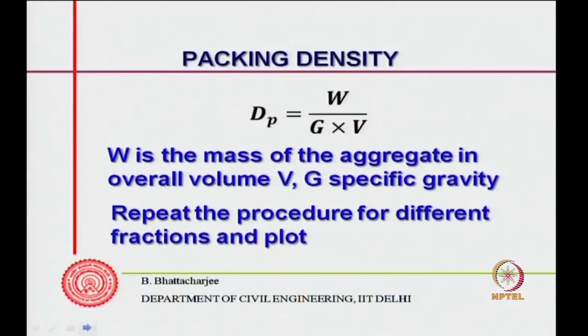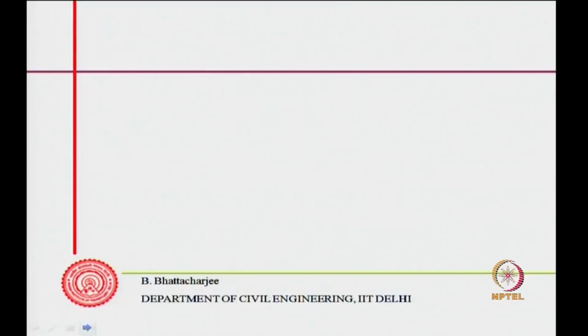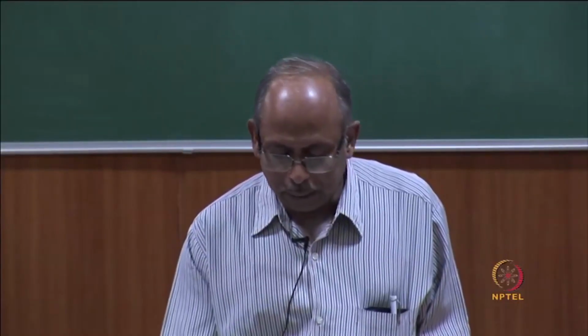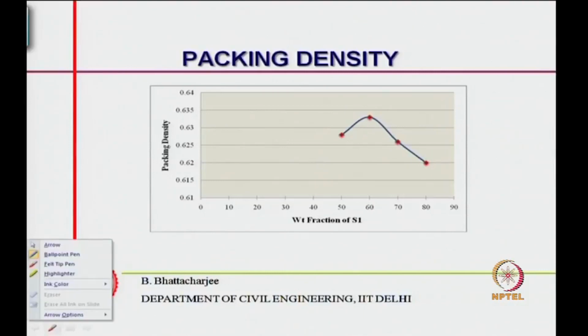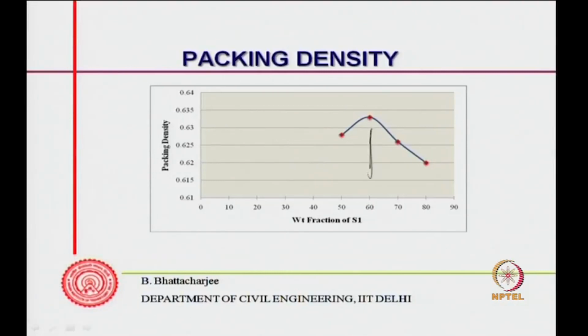Repeat this procedure for different fractions and plot, and such a plot would typically look like this. For example, here we have the weight fraction of S1, a particular fine aggregate, let us say sand it was, and S2 is the other one. As the weight fraction of S1 increases, the packing density we measured and calculated as I just mentioned, and you find it is maximum at this point. So, 60% of S1 and 40% of S2 may give you the highest packing density.